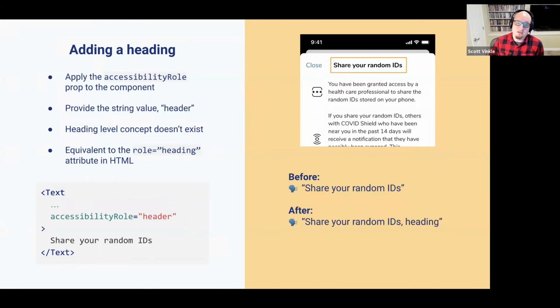So after adding the accessibility role prop with the appropriate header value, the text was then described as share your random IDs heading. Again, not only is the oral user experience describing the text as a heading denoting a new section of content, but screen reader users can also navigate via headings alone in order to gain an understanding of the content on the page. So this is a really great example of a quick accessibility win, right? Low effort, resulting in high impact.